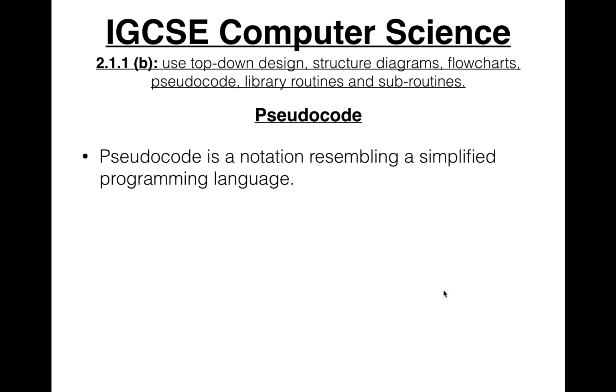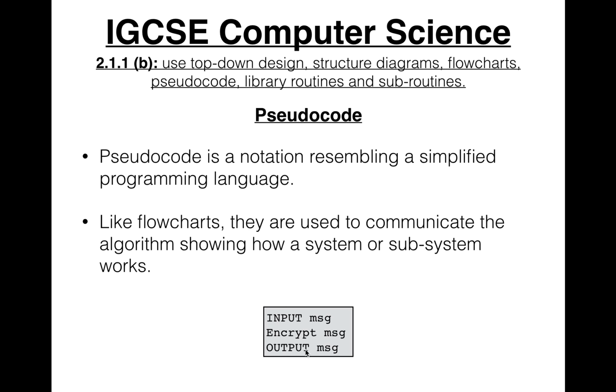Pseudocode is a notation resembling a simplified programming language. It looks like this. Like flowcharts, they're used to communicate the algorithm, showing how a system or subsystem works, but we have lines instead of boxes and arrows. I'd say pseudocode is a bit better. That's just my opinion, but other people may find flowcharts easier because they can trace them. Pseudocode is text, but I just find it easier and a lot smaller, as you can see compared to what we had before. Before, we had a start and end. Here, we don't.